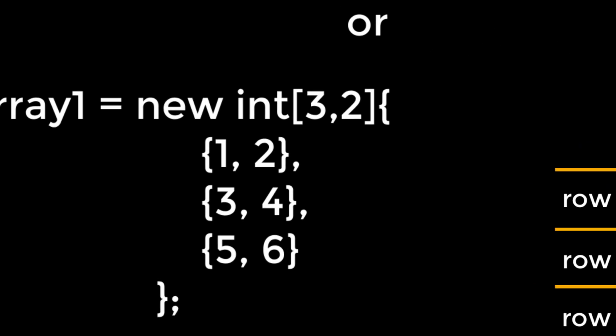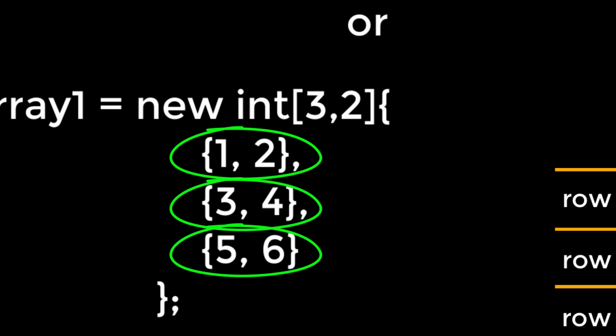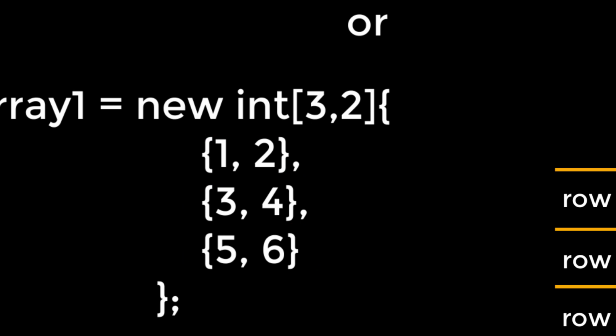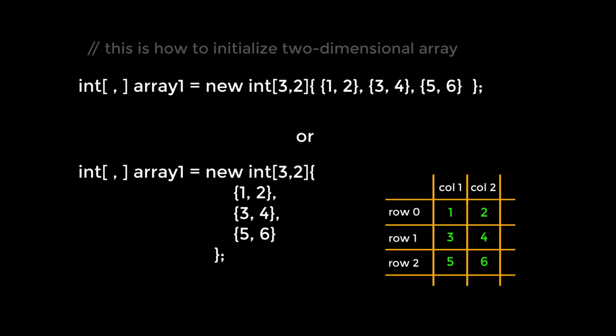And take note that the values are inside curly braces, and the curly brace is terminated by a semicolon. But inside the curly brace, there is another curly brace representing the row, separated by commas. Okay, so that's it. Now how do we access a value of the array?